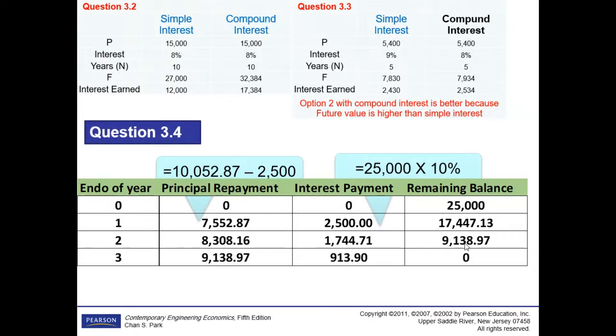Okay, since no question, then the last one. How was this balance in year 1 calculated? The balance in the previous year is 25,000 minus 7,552, which gives 17,447.13. Clear?